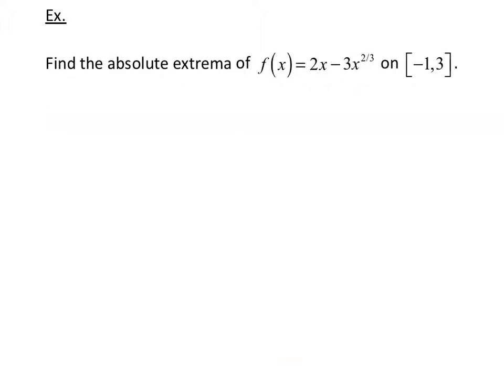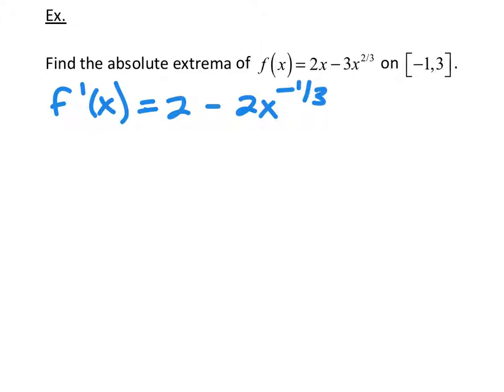Okay, our last example. Find the absolute extrema for f of x is equal to 2x minus 3x to the 2/3 on negative 1 to 3. So again, start by differentiating. So f prime of x goes to 2 minus 2x to negative 1/3. Now, if you watch my video on critical values, you'll know that with a negative exponent, we have to rewrite that as a fraction. So I have 2 minus 2 over x to the 1/3.